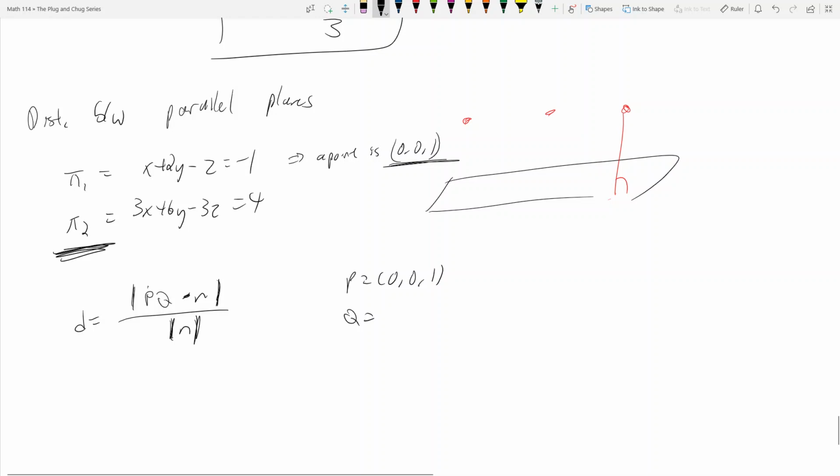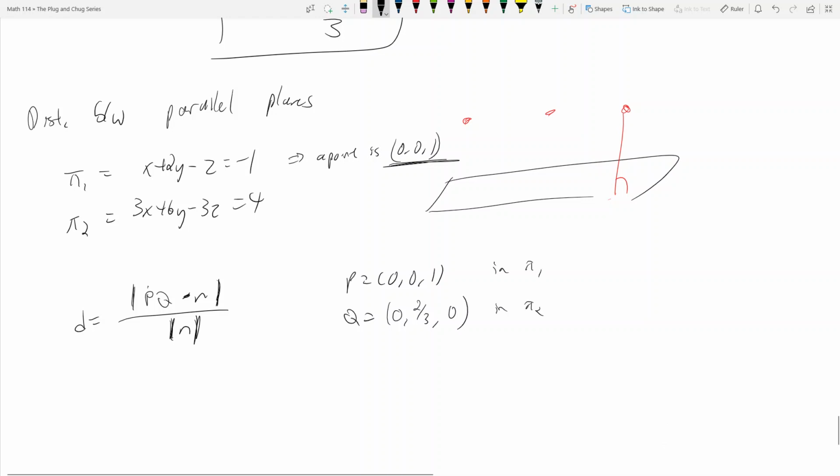Does it matter? Let's see. What's a point in pi 2 we can use? 1. This one's a bit hard to eyeball. Yeah, let's just do something like, oh boy, I didn't expect this to be this difficult. Okay, let's just do 0, 2/3, 0. Okay, so that's a point in Q. This is in P2, in pi 2, and this is in pi 1.